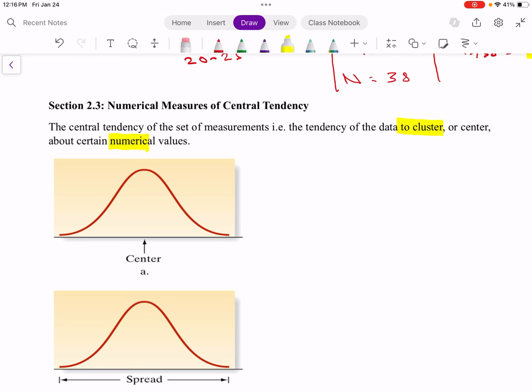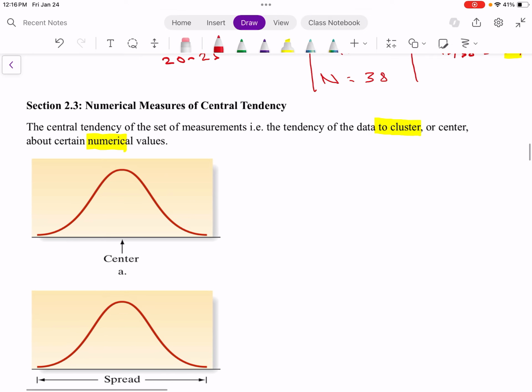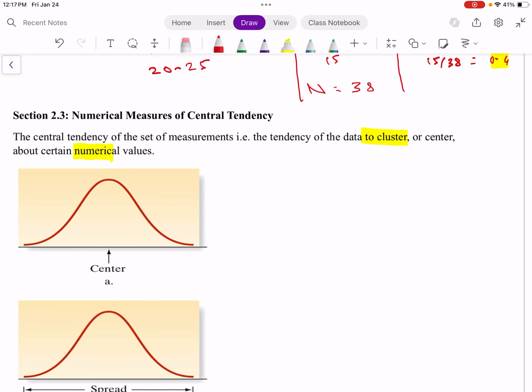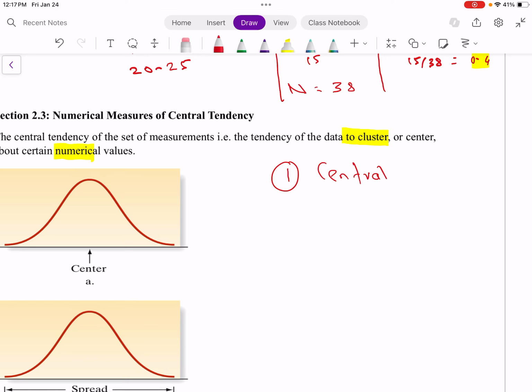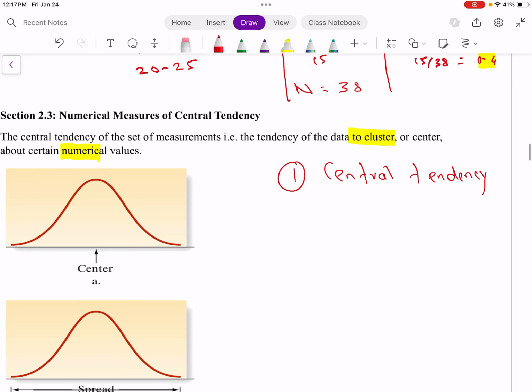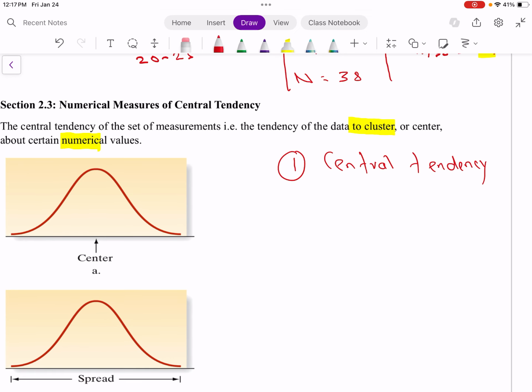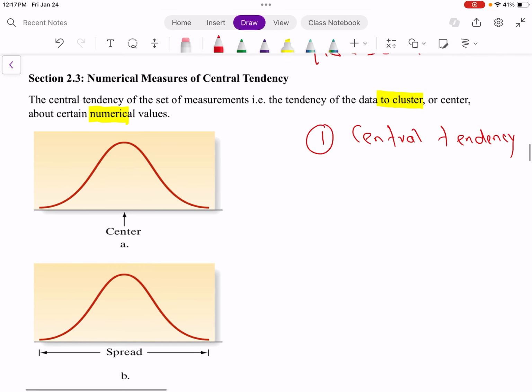So whenever we use these numerical methods, we are trying to study two different characteristics. The very first characteristic is the central tendency. So we want to know the central tendency. It means the tendency that the data is clustered or centered about some numerical value.